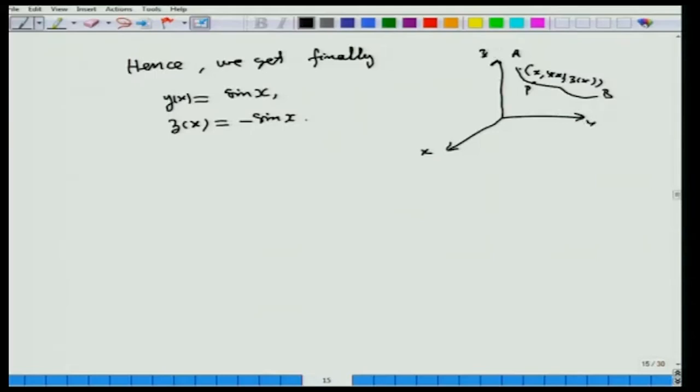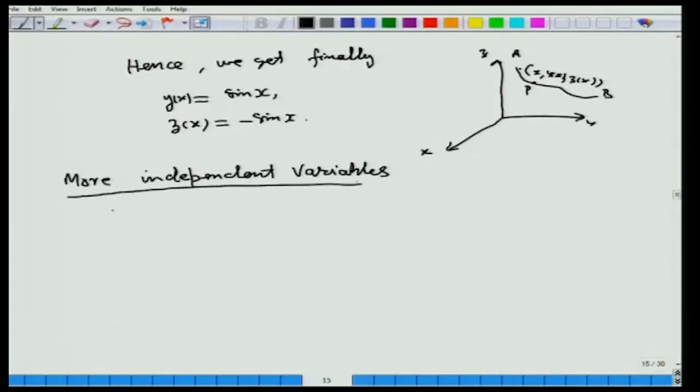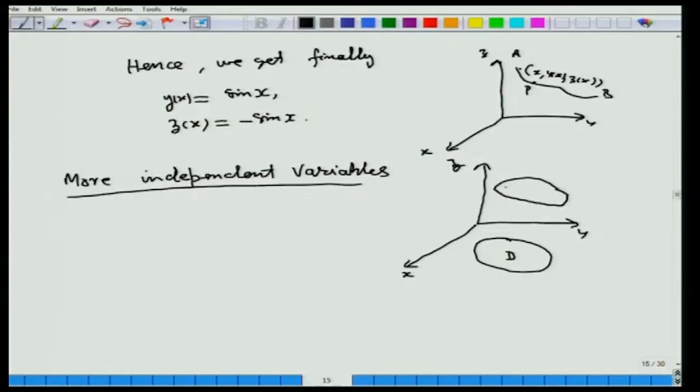Next, we now consider more independent variables. So, here the simplest situation we will consider is x, y, z, and there is a domain here, this is D in the xy plane, a bounded domain with sufficiently smooth boundary, and on this surface, any point P will be denoted as z as a function of x, y. So, each point x, y here, this is the image, that is z of x, y.